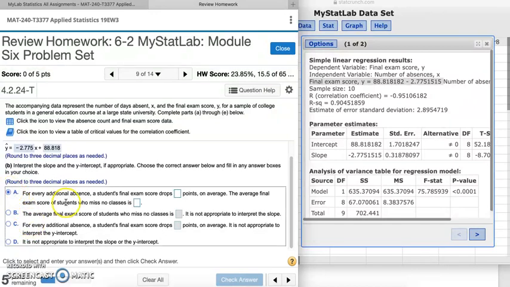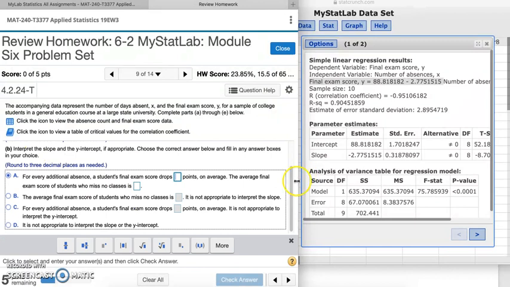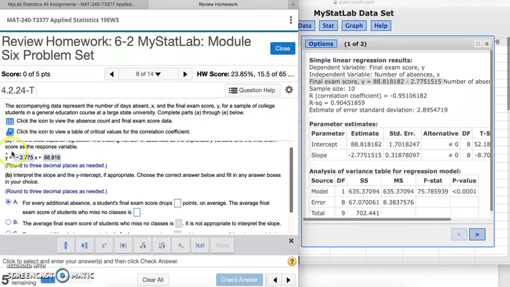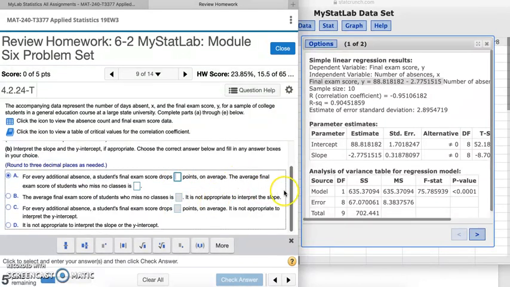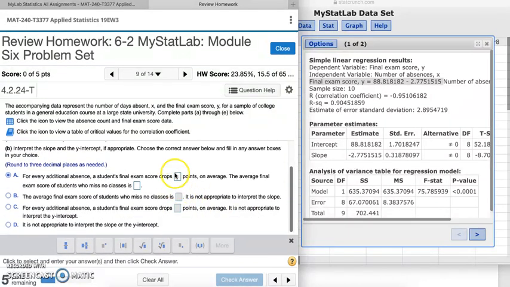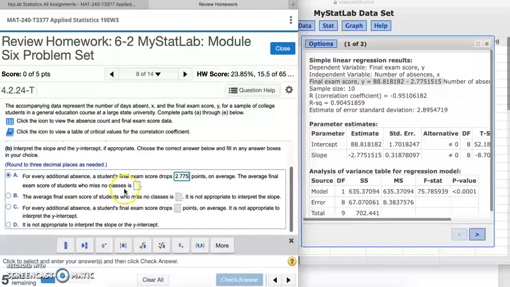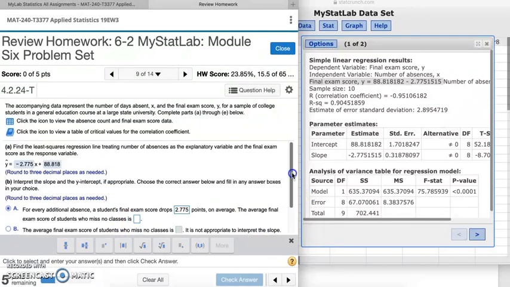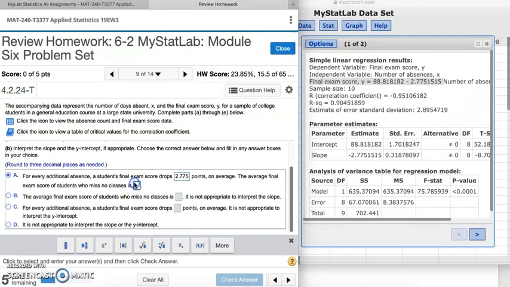That's part A. So for every additional absence, a student's final exam score drops, and we're looking right above it for the answer. That's our slope right there. It says drop, so you don't need to include your negative. It's telling you it's going to drop 2.775 points on average. That's not guaranteed, just an estimated average for your predictions. The average final exam score of students who miss no classes is, and that's going to be your intercept, in this case 88.818.